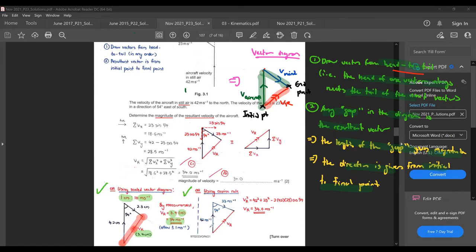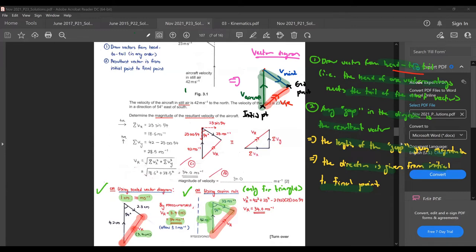Now using cosine rule, you can also do the same thing, but usually cosine rule is only for triangles. Okay, it's not officially covered in your A level syllabus, but if let's just say you use this method in your answers in the exam, they will also accept it. Okay, it's also a valid method, just that it's only for triangles, which is actually all the cases that you have in A levels. Okay, so this one, if I just redraw the diagrams again, 42 meter per second, 23 meter per second, at angle of 54 degrees, my resultant velocity is this VR here.